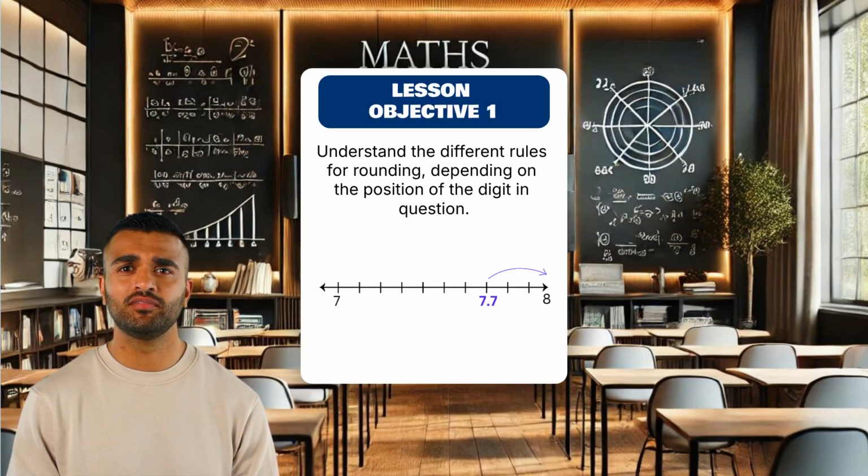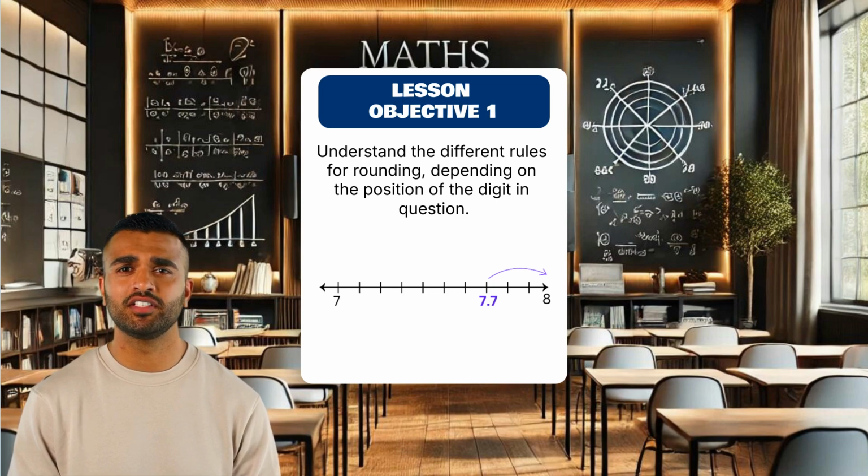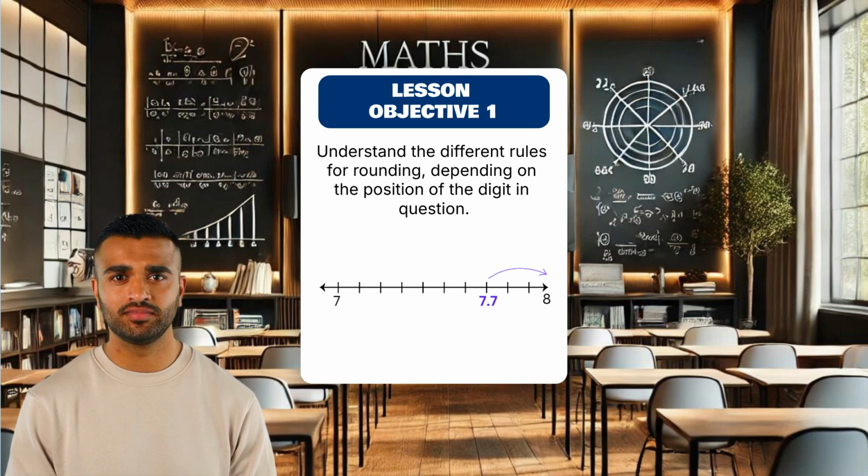We'll then explore the different rules for rounding depending on the position of the digit in question, such as units, tenths, hundredths, etc. Lastly, we will run through some examples to apply this new knowledge, ensuring that you feel confident in rounding numbers correctly.